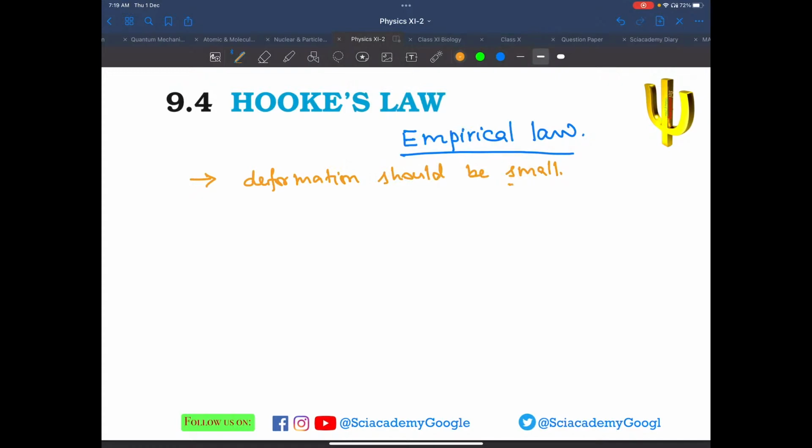So when the deformation is small, within the limit, then stress and strain are proportional to each other. That means stress is proportional to strain, and if we take the equality, then there will be a proportionality constant. That means stress is equal to K into strain. So K is nothing but the proportionality constant and is known as the modulus of elasticity.